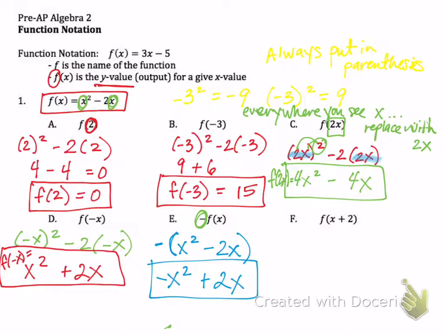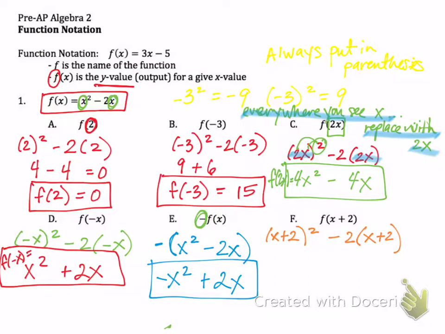And then part F is the last one. I'm going to take everywhere that I see an x. So this rule that I wrote in green applies to everything. Everywhere you see an x, replace it with whatever is in parentheses. So in my mind, everywhere I see an x, I'm going to put x plus 2. So I just rewrite it. Instead of saying x, I say x plus 2. So in parentheses, (x plus 2) squared minus 2(x plus 2).